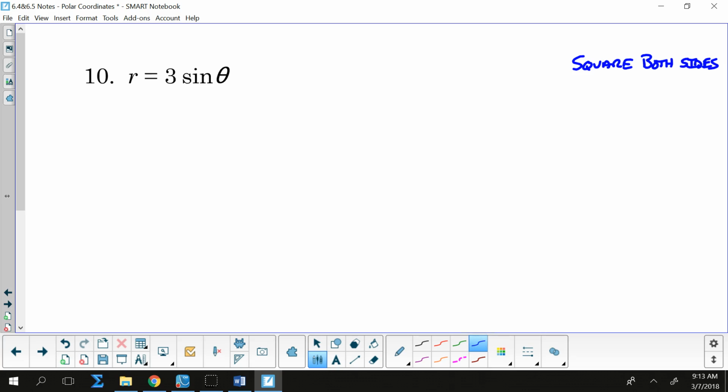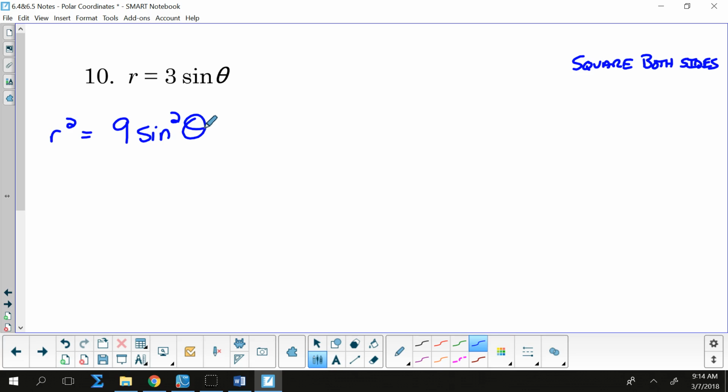That's doable, right? If I square both sides, then I get r squared on the left, and I get 9 sine squared of theta on the right. R times itself is r squared. 3 sine quantity squared would get me 9 sine squared.